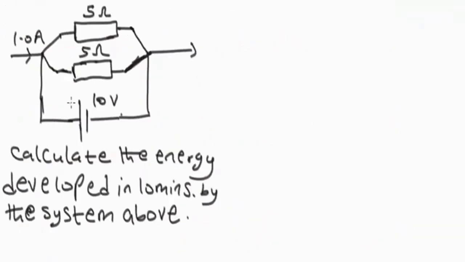Okay, let's look at this question. It says calculate the energy developed in 10 minutes by the system above. Alright, so let's look at the parameters. In this problem, we have the current I to be 1 ampere. Right, so this is the current. Alright, then we also have our voltage to be 10 volts inside this circuit. Alright, and we have the resistance in parallel.